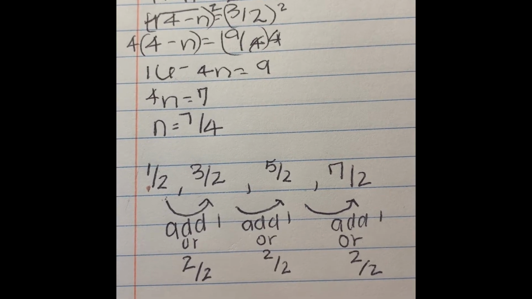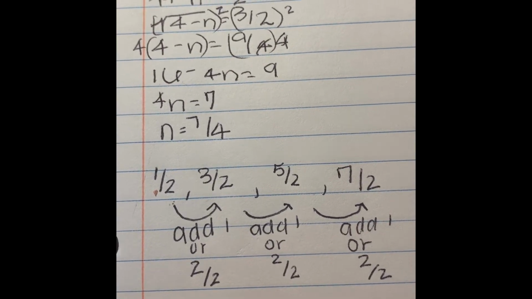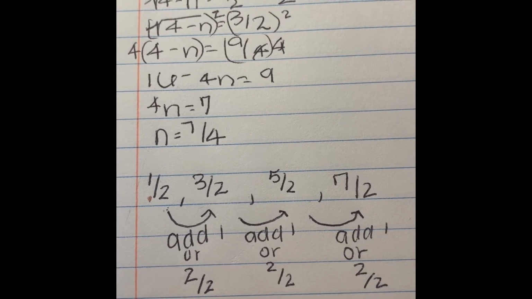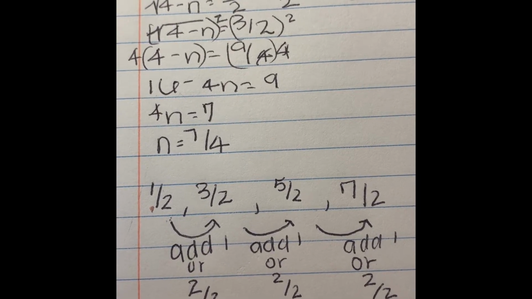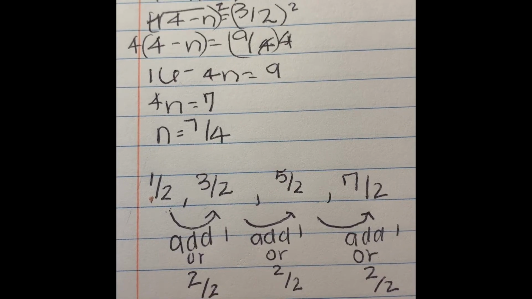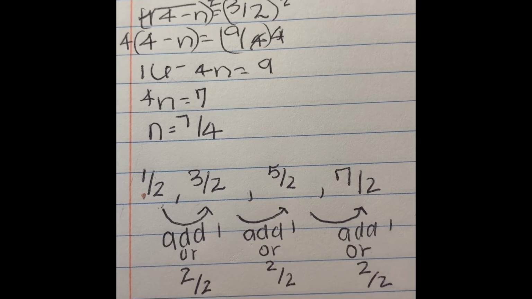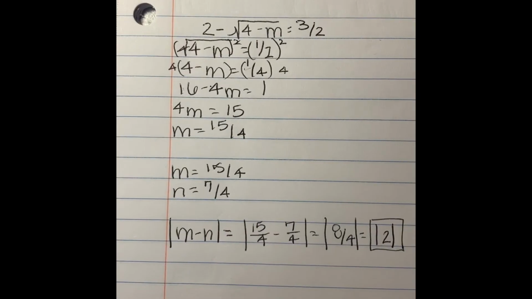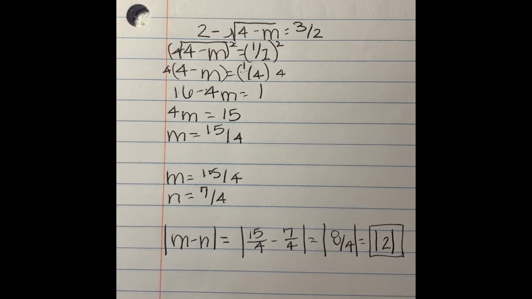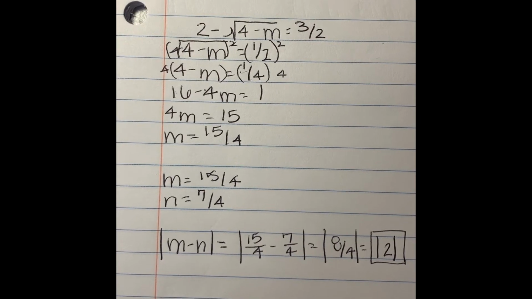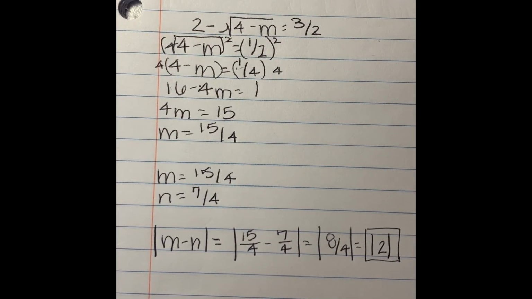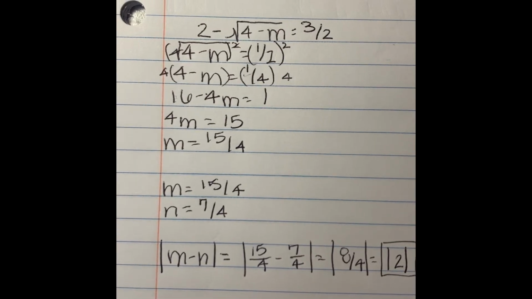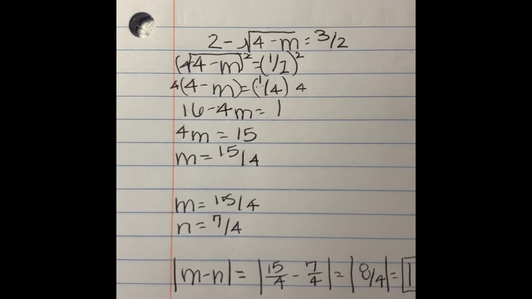Now that you have your terms, you need to find m. You can either take 3/2 and set it equal to 2 minus the square root of 4 minus m, or take 5/2 and set it equal to 2 plus the square root of 4 minus m. I chose 3/2 just because it was the first number. So we have that 2 minus the square root of 4 minus m equals 3/2. From that, we can do the algebra to find what m equals. So m is going to equal 15/4.